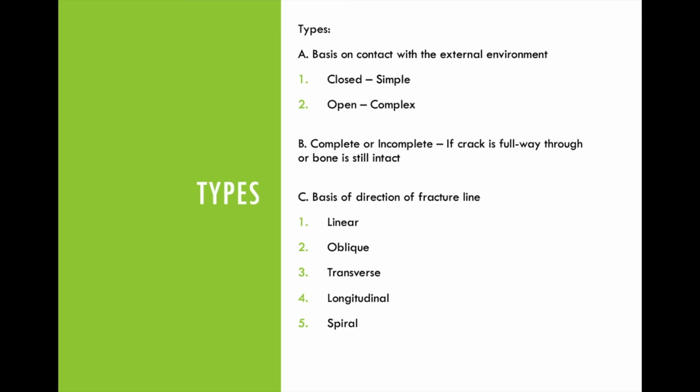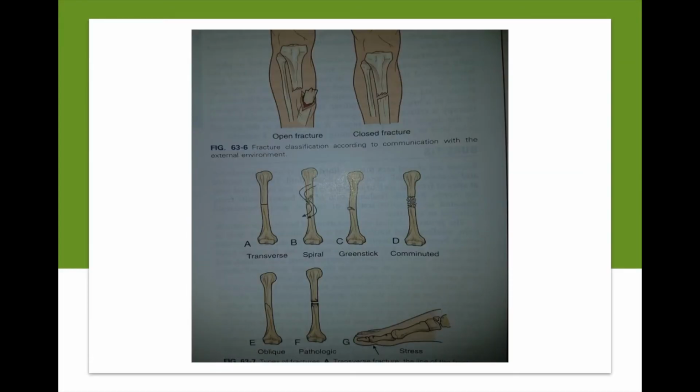And then we're going to go to the types of fractures. So we have linear, oblique, transverse, longitudinal, and spiral. I have the little pictures here. As you can see on the top, we have the open fracture, which is the one I was telling you about, the penetration through the skin, and then the closed fracture. So the patient has a fracture, but the bone didn't move outside of the patient. And then on the bottom, we have the different types of fractures.